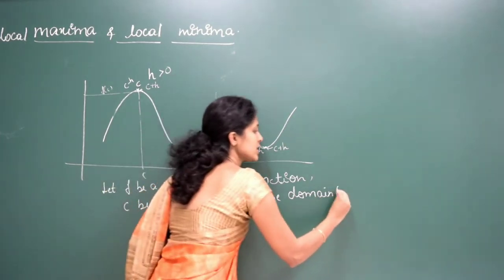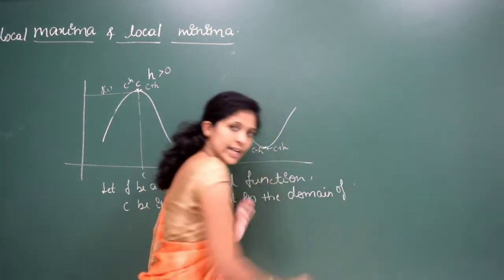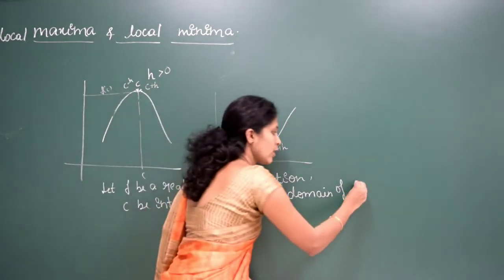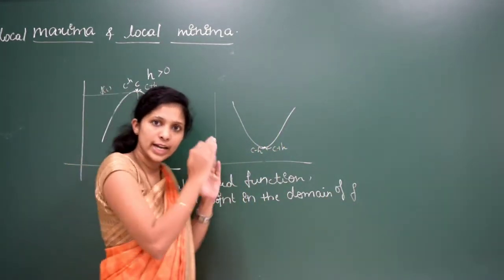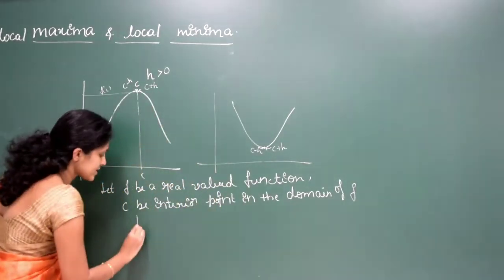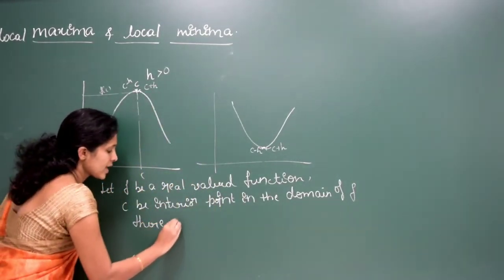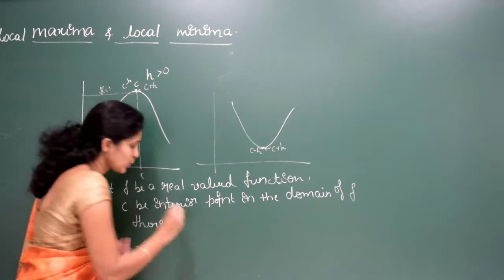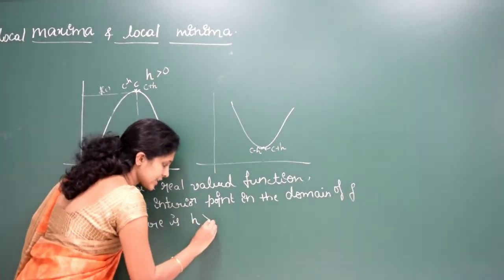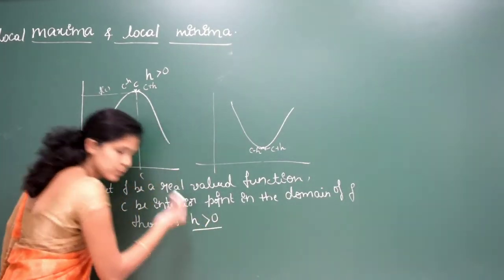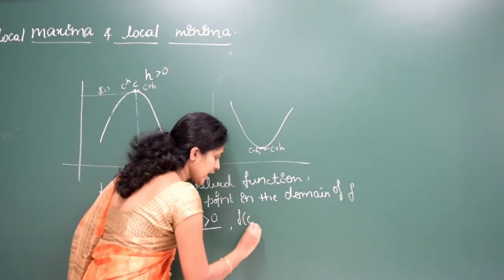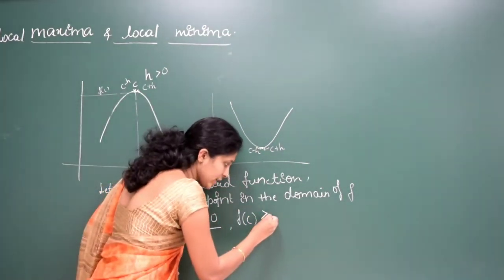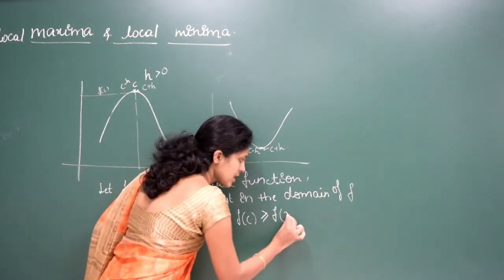There is one function, and c is one interior point in the domain of the function f, that is, c should belong to the domain of that function. Then there exists one positive quantity, that is h is greater than 0, which should always be positive, such that f of c is greater than or equal to f of x.